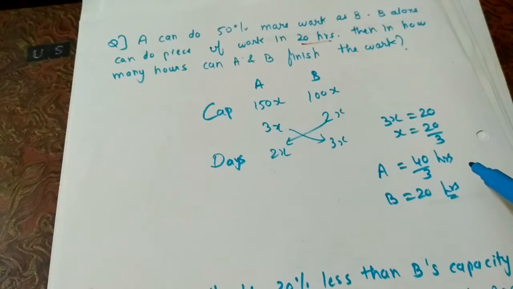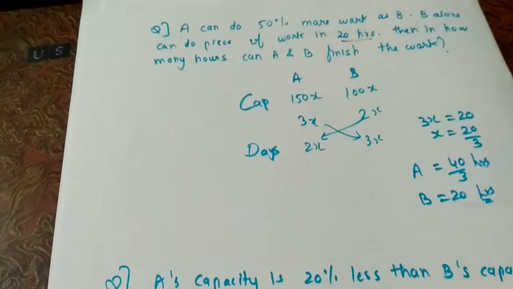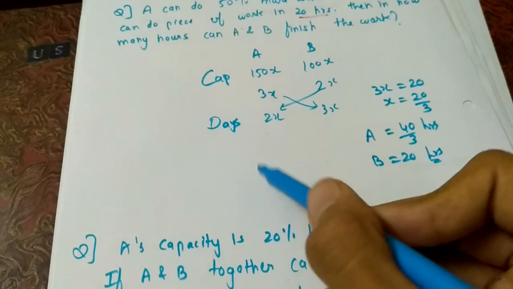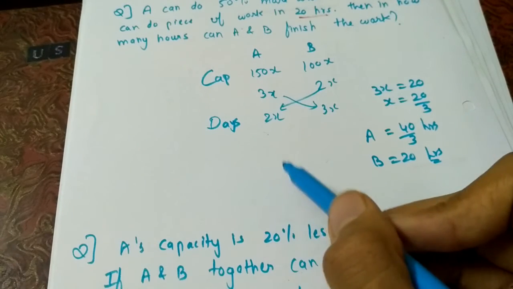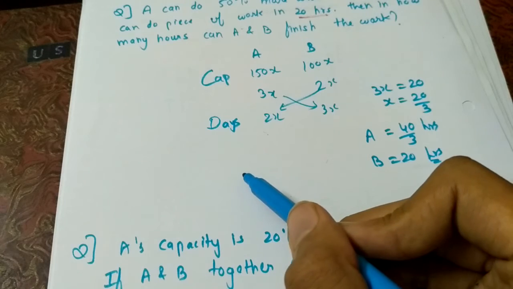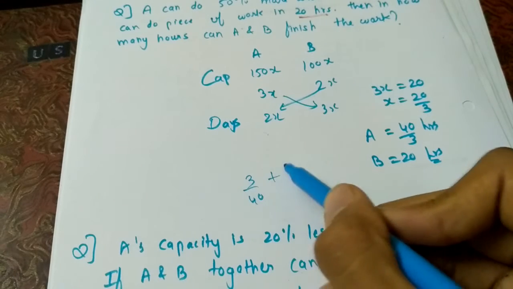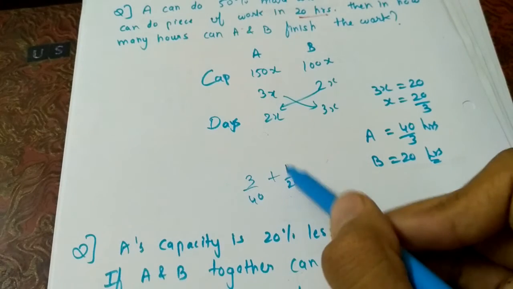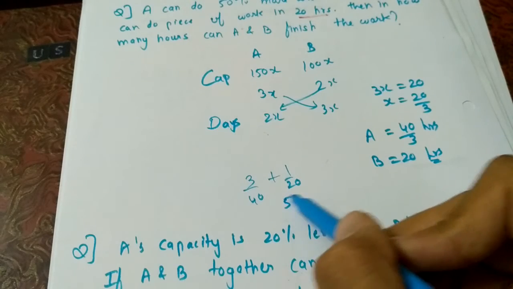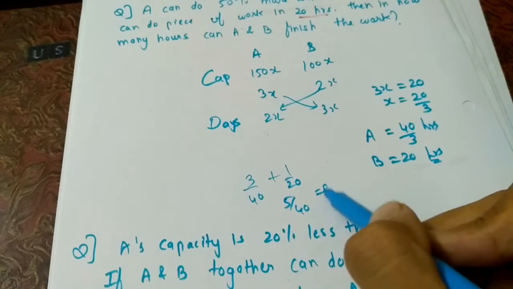hours. So this is a conventional question, the very first question: in how many hours can A and B finish this work? We can go through the conventional method, or you can follow this 1 by A plus 1 by B, that is 3 by 40 plus 1 by 20. Okay, so 2 is 3 plus 2, 5 by 40, so it is 40 by 5, that is 8 days.